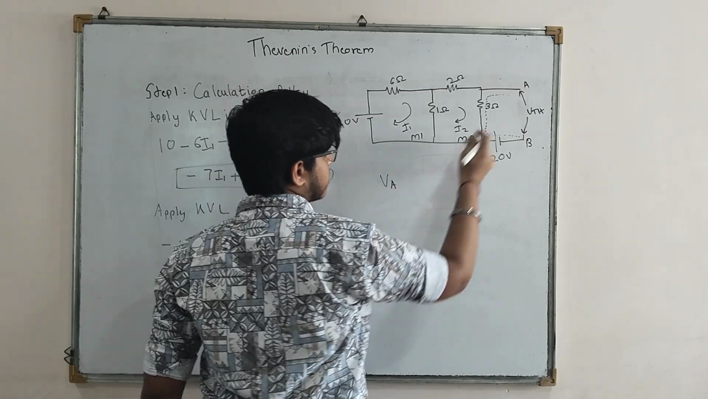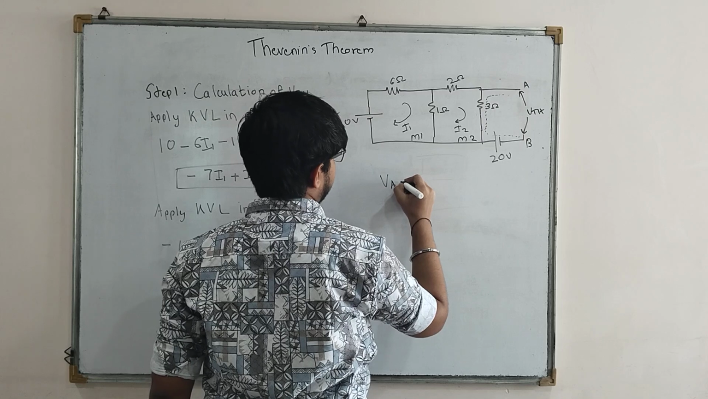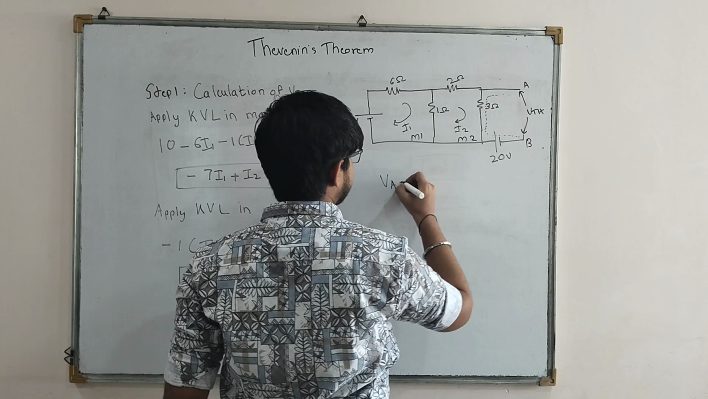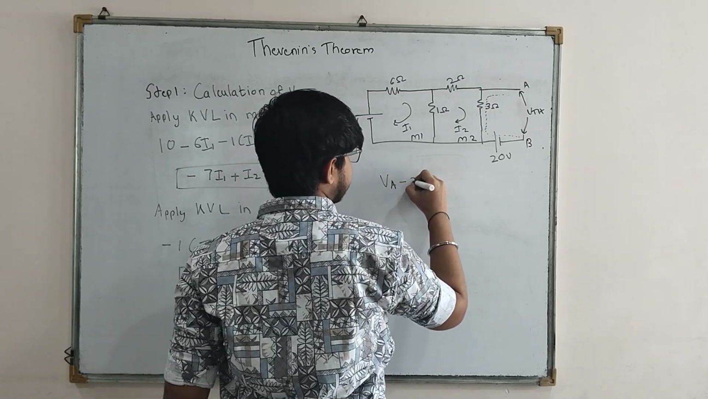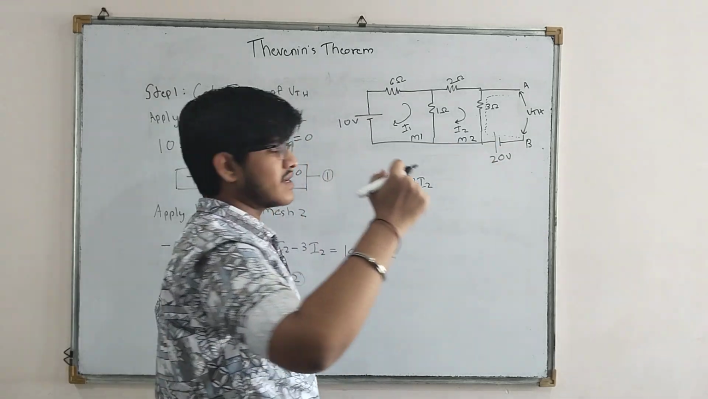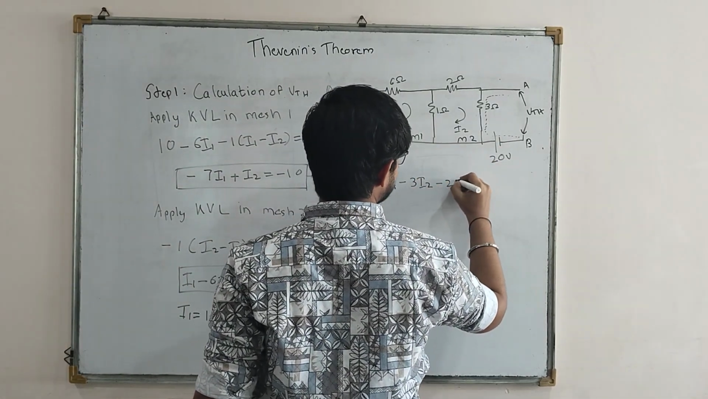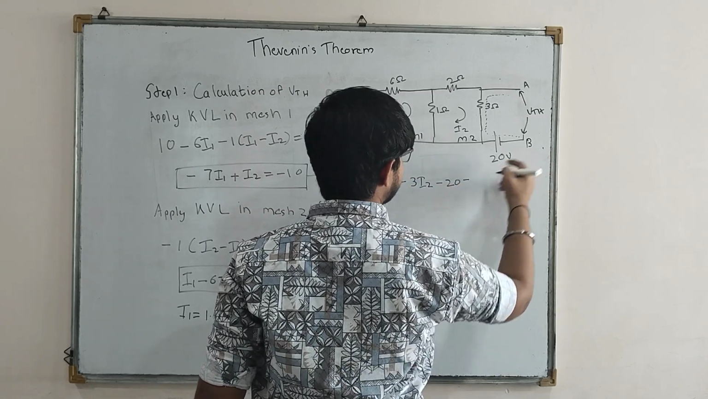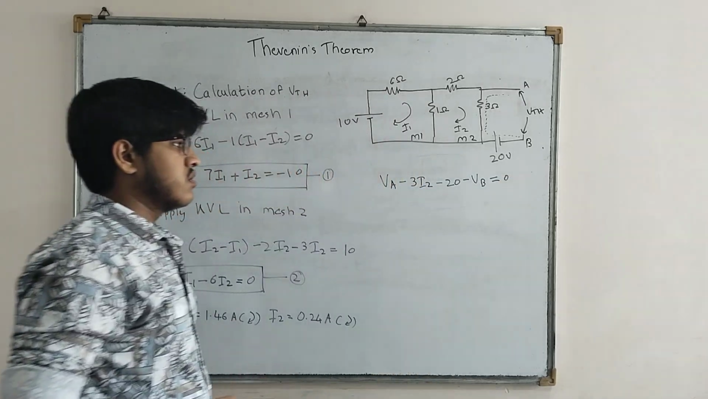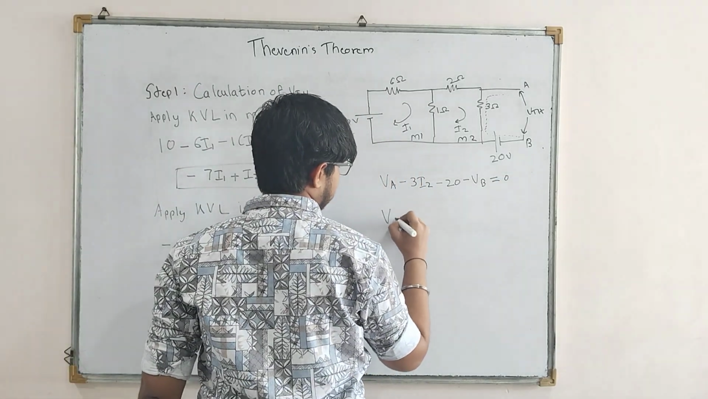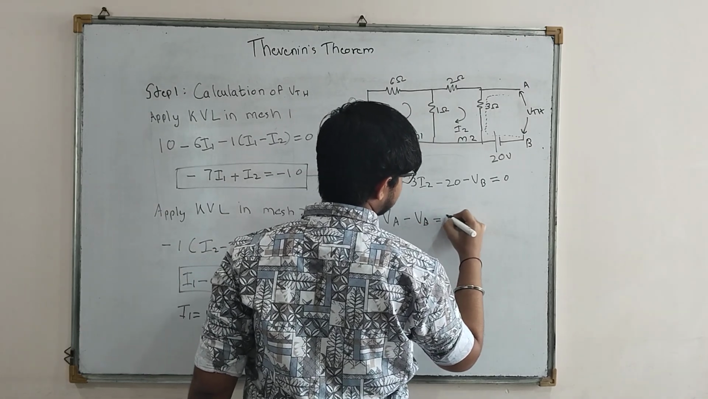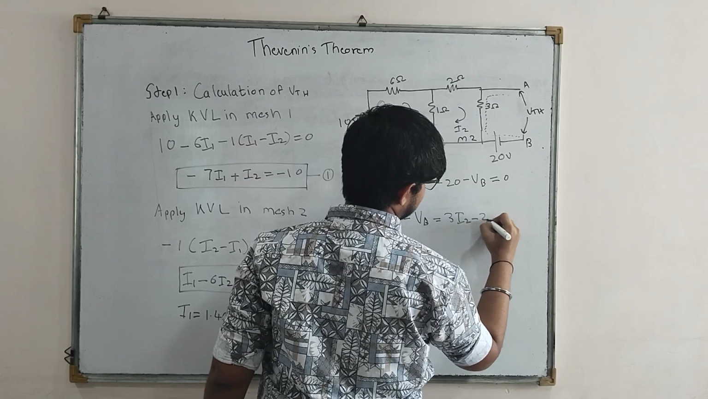So VA, this is our start terminal. VA minus, our I2 is in this direction, which is in direction with our flow, so it will have a negative sign, 3 times I2, and this 20 volt EMF is opposing our direction, so it will also have a minus 20 sign, and this is our end terminal, which has a voltage of minus VB. So we will simplify this. I will write VA minus VB is equal to 3 times I2 minus 20.